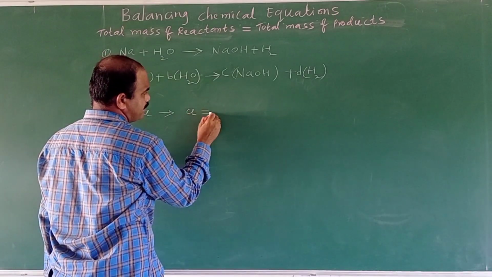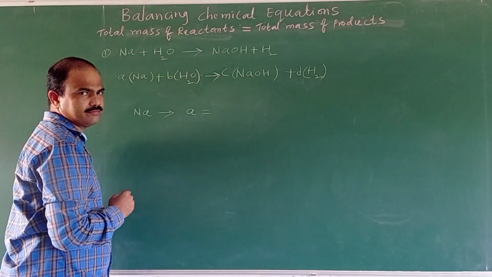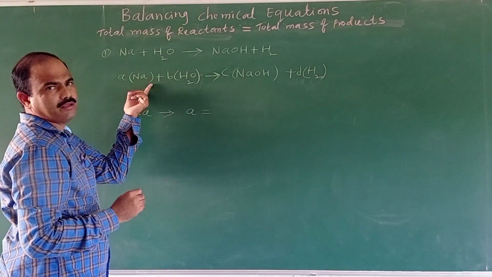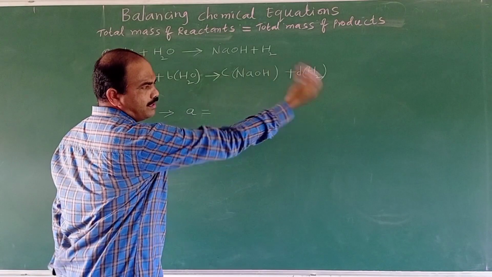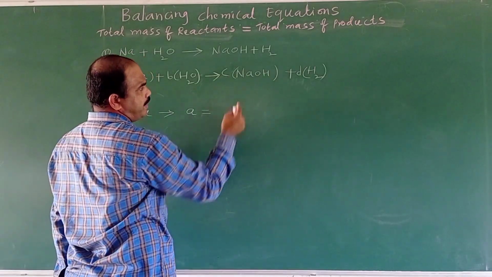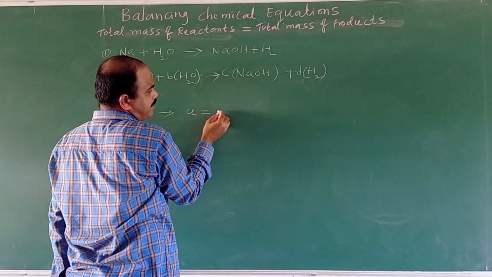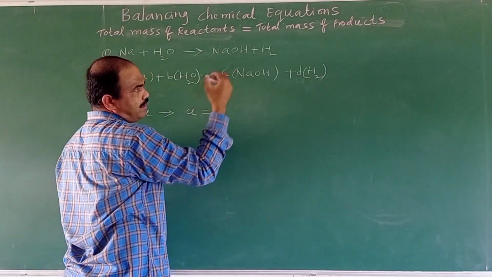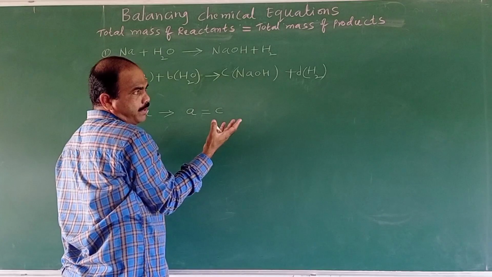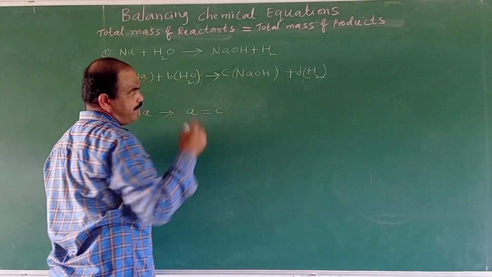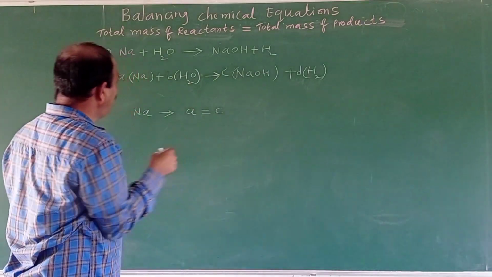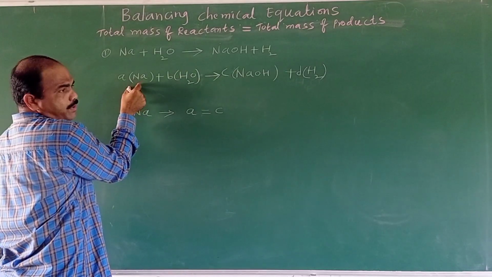Then write the equal. And next, on the product side, one sodium is there, but this one sodium is multiplied with C, and that's why you get C. On the product side, C number of sodium atoms are produced, but how many sodium atoms are participating in the reaction? A.